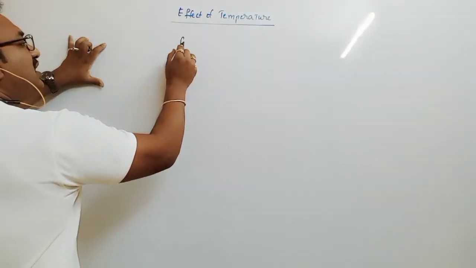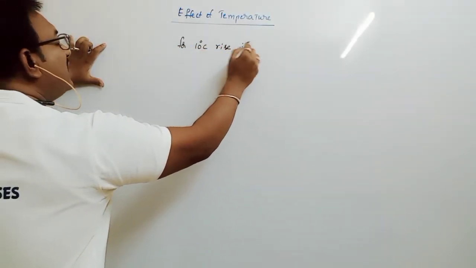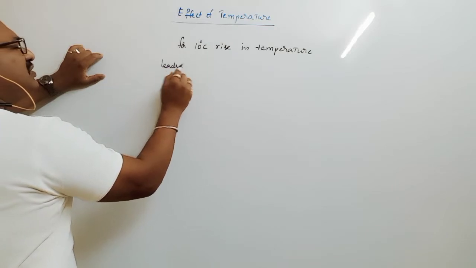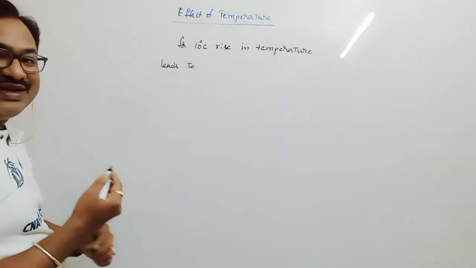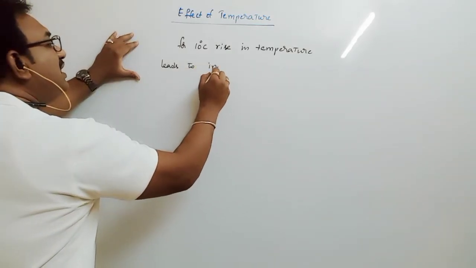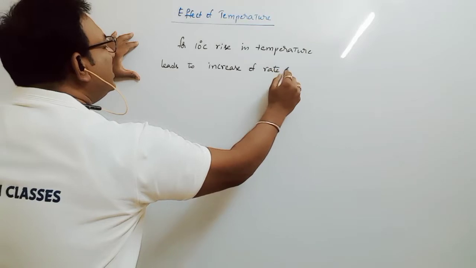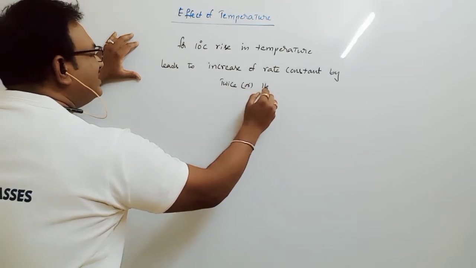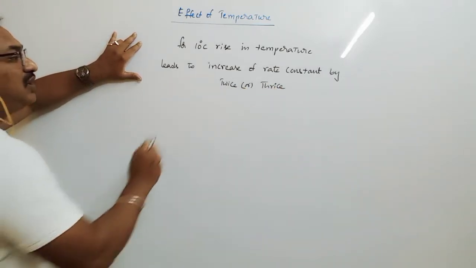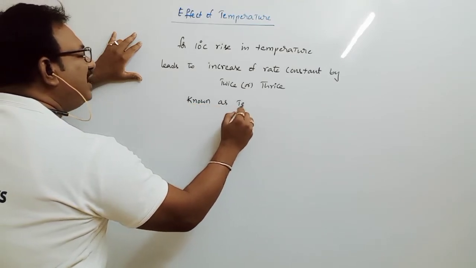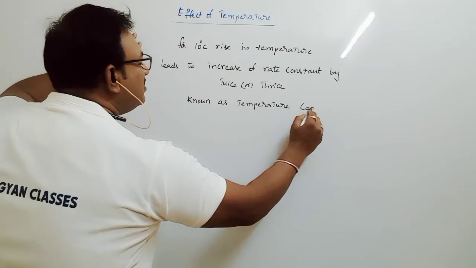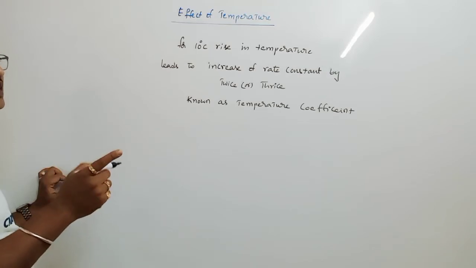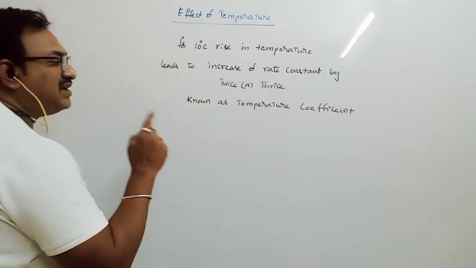Now, listen. Do you remember this? For every 10 degrees centigrade rise in temperature, the rate constant increases by twice or thrice. This is known as the temperature coefficient. Understand? For a 10 degrees centigrade rise in temperature, the rate constant increases by twice or thrice. This is called the temperature coefficient.